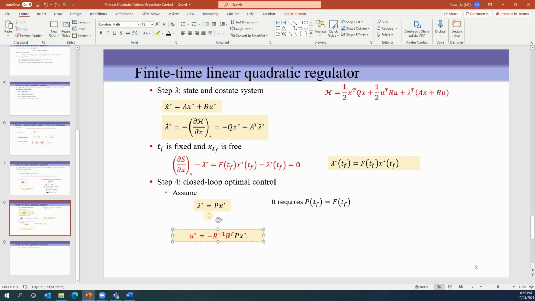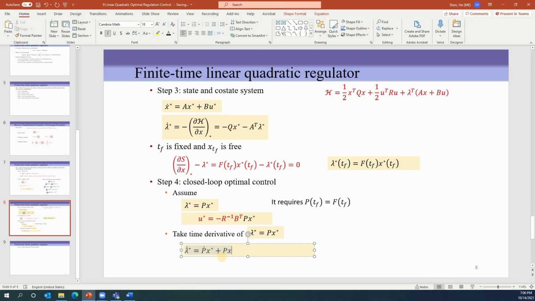So that eventually we'll be able to find a relationship with the P only. So let's take the time derivative of that. So this will be lambda dot star, and we need to use the chain rule, right? Because P is a function of t, and X is also a function of t. So that will be P dot times X plus P times X dot.